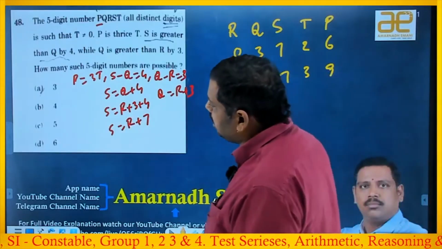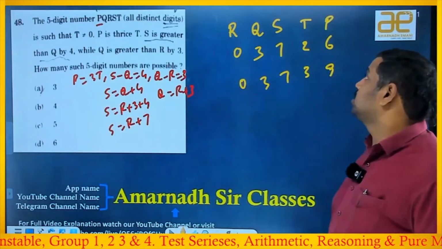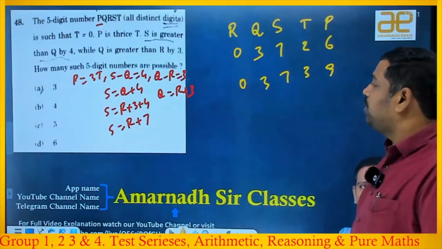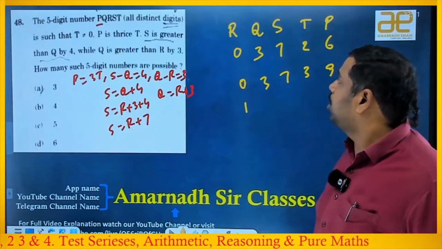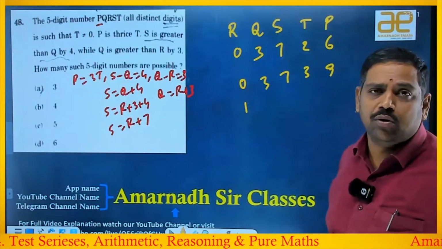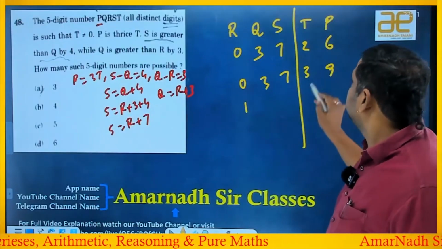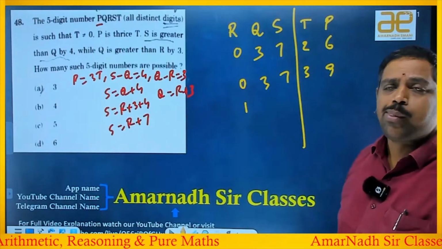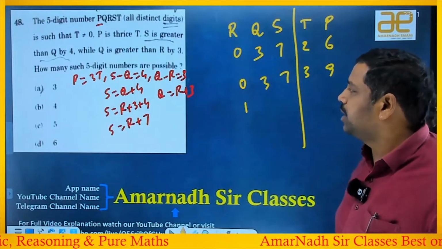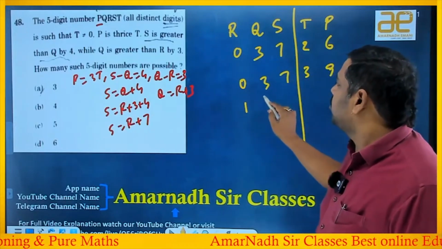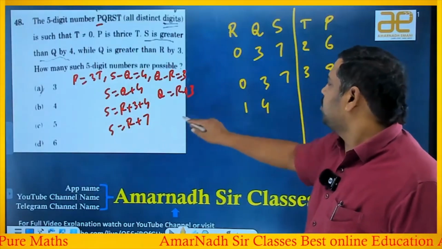Observe the options: 3, 4, 5, 6. Oh my God, so many possibilities are still there. R is 0 verified. Now R is equal to 1. These 3 are one set, these 2 are another set, I will take them separately. R0 verified, now R1 I am verifying. If R is 1, Q is R plus 3, which means 4. S is R plus 7, which means 8.